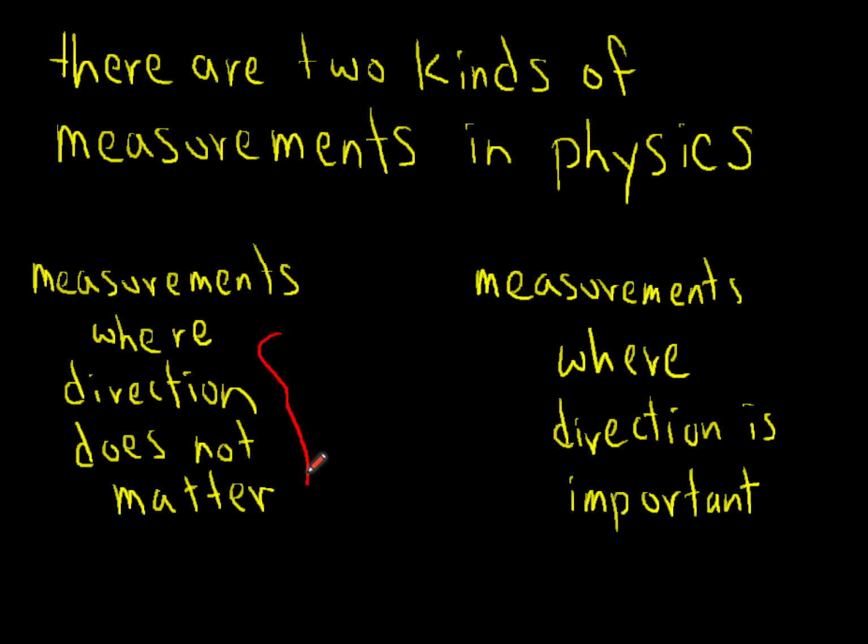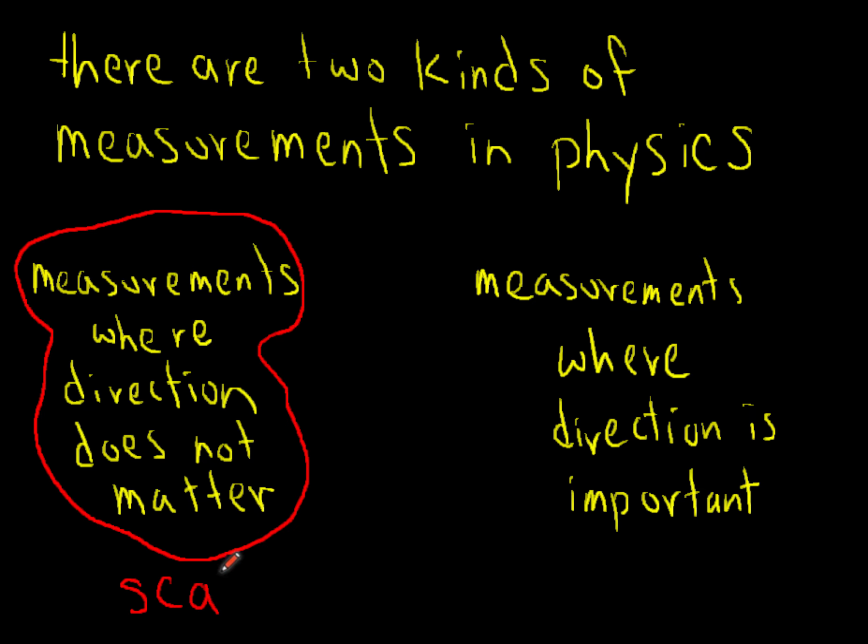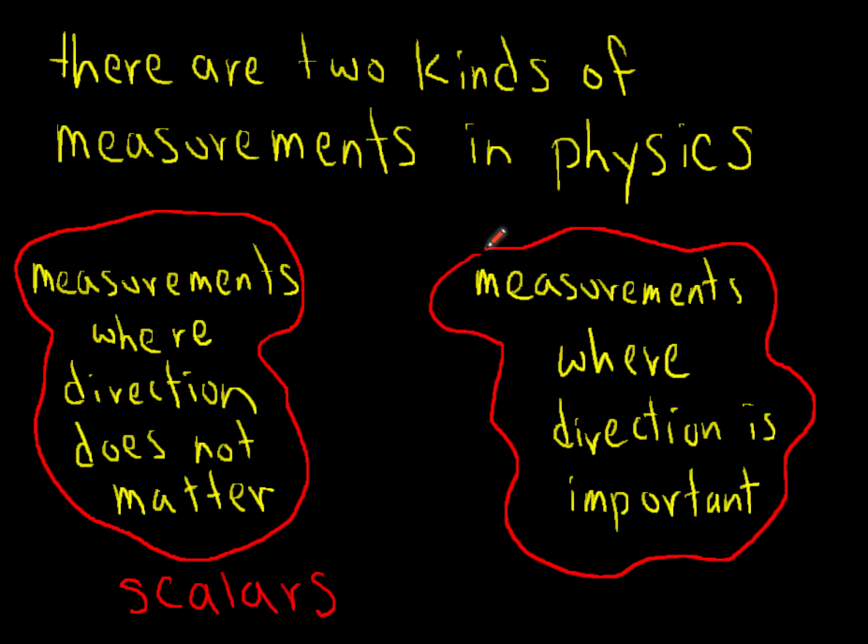This first kind of measurement, where direction does not matter, is called a scalar quantity, or a scalar measurement. Measurements where direction is important are called vector quantities, and they're going to become very important in physics in the upcoming months.